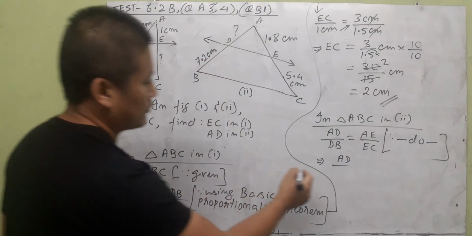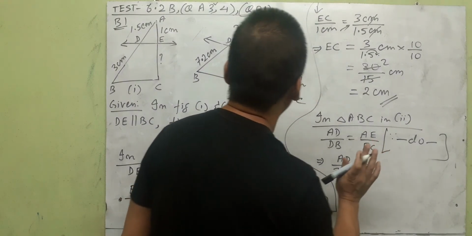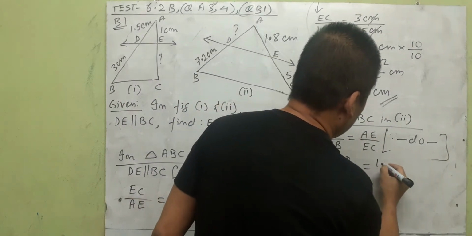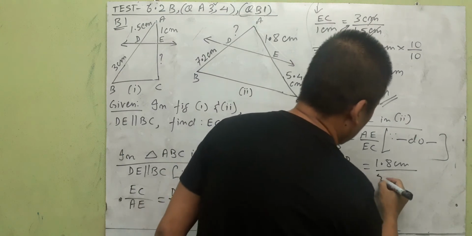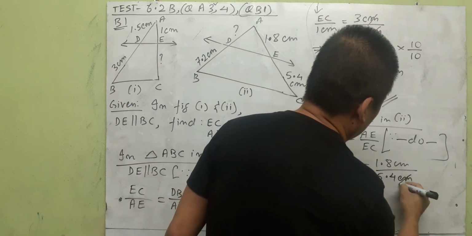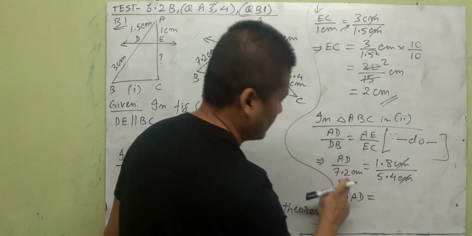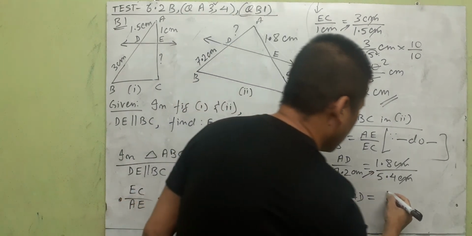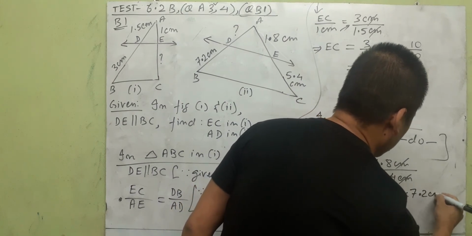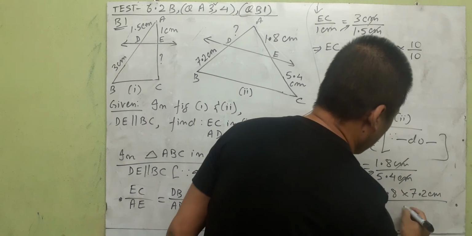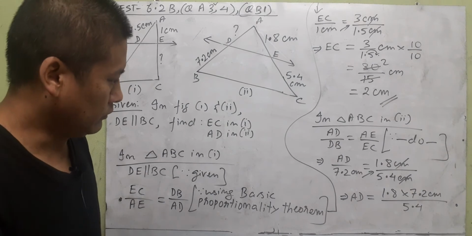AD by DB is 7.2 centimeter, AE, as you can see, is 1.8 centimeter, divided by EC, which is 5.4. So these two cancel, and then here AD is equal to, we'll shift this, then we'll go up. So 1.8 into 7.2 on top, then the denominator goes up, divided by 5.4.